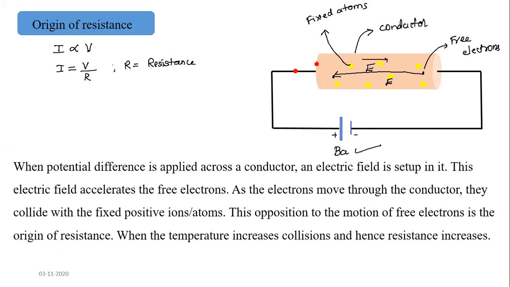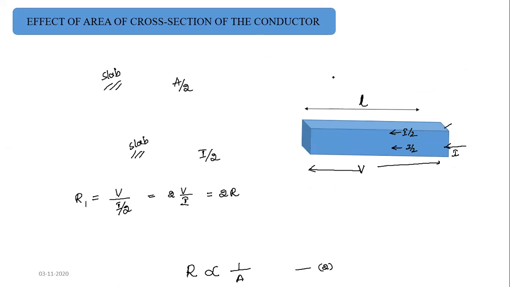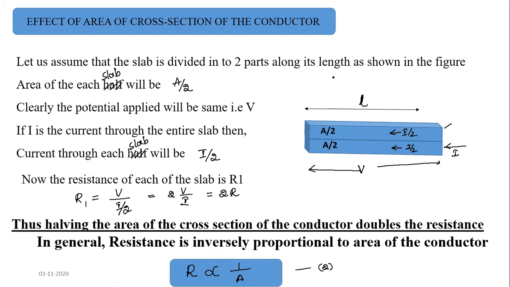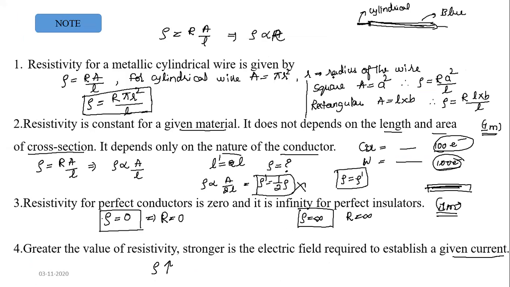So to establish the current, you need the electric field. The greater the resistivity, the stronger the electric field. How is it possible? That will be the next derivation. Did you understand how? Greater is the value of resistivity, stronger is the electric field required to establish the given current.